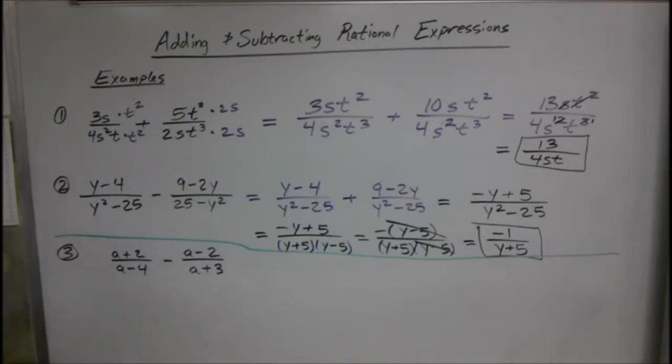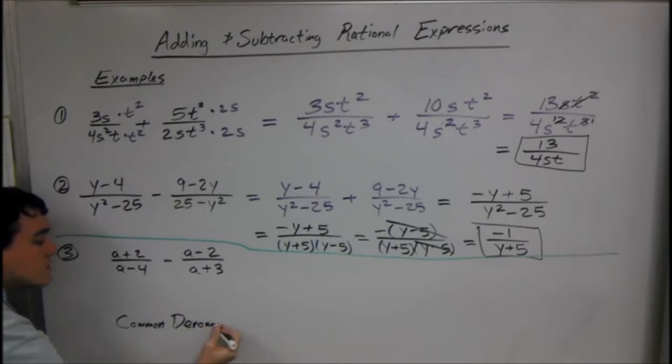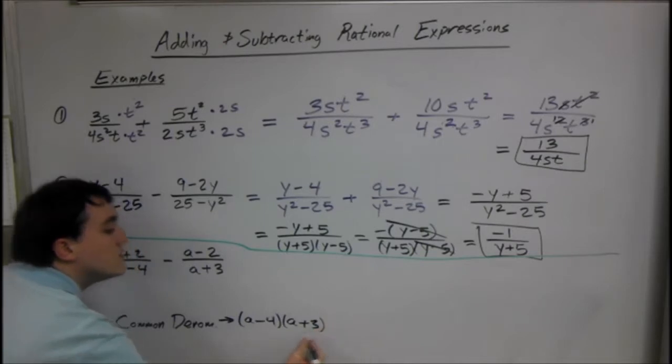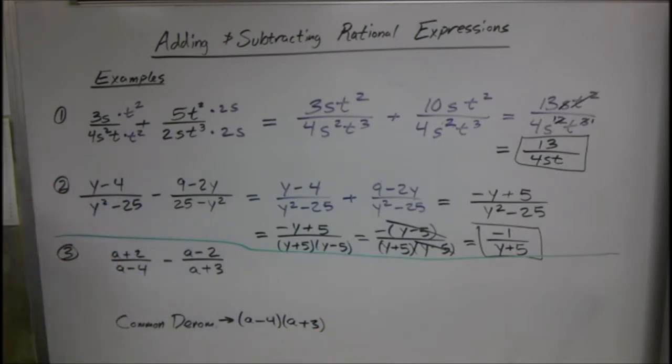We have an a minus 4, common denominator would be a minus 4 times a plus 3. So that's what we're going to have to do. We're going to have to add an a plus 3 here. And if you do it to the bottom, you have to do it to the top. So a plus 3 to the top.